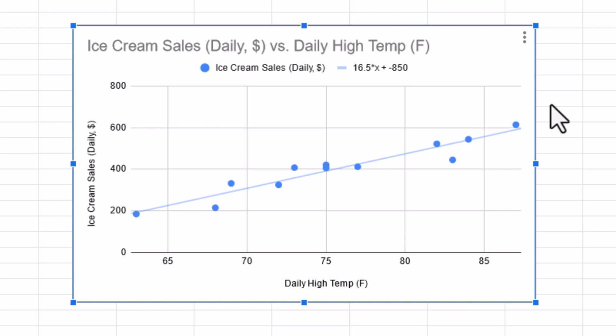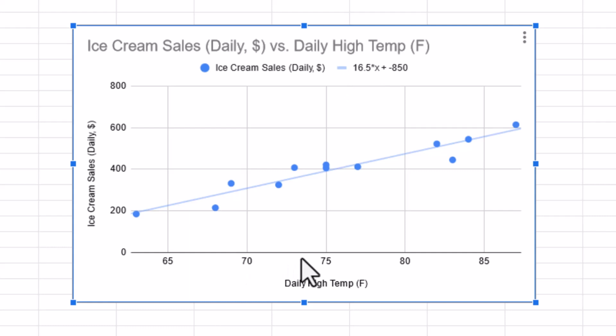But remember, Sheets isn't smart enough to actually put a unit on that 16.5. 16.5 is a rate. It's a per. So then the question is, what is it per? Well, 16.5 is the dependent variable's unit. That's dollars. Per 1, and that's the independent variable's unit. That's degree Fahrenheit.